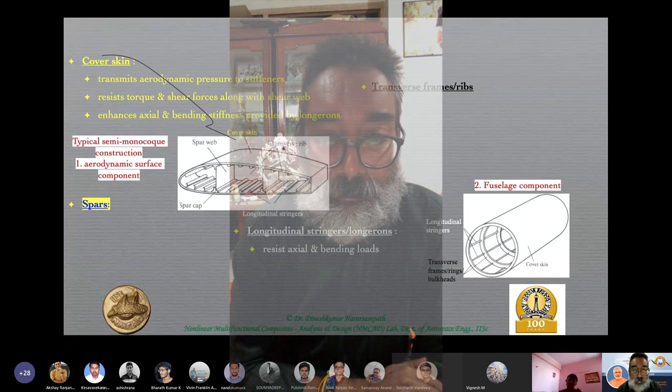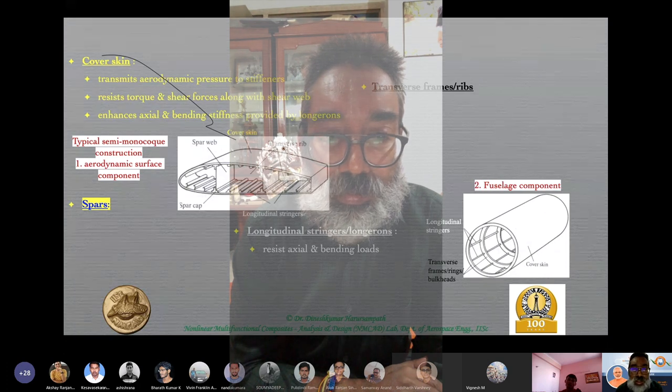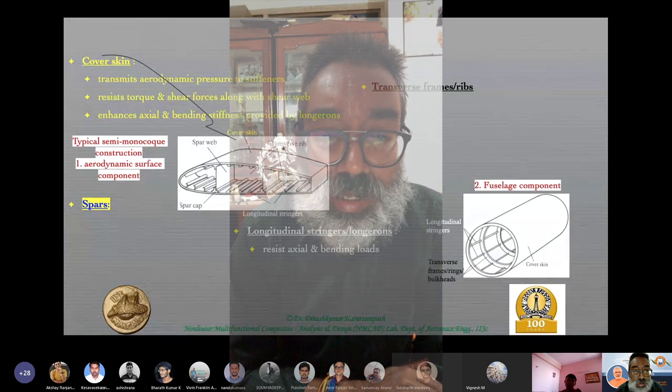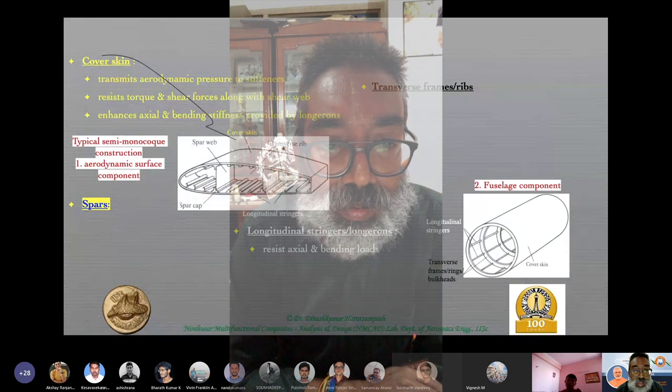So the spar webs are positioned at places where the moments are high, is it? And what happens in different kinds of airfoils? So let's say you asked about the spar or the stringer. The spar webs.